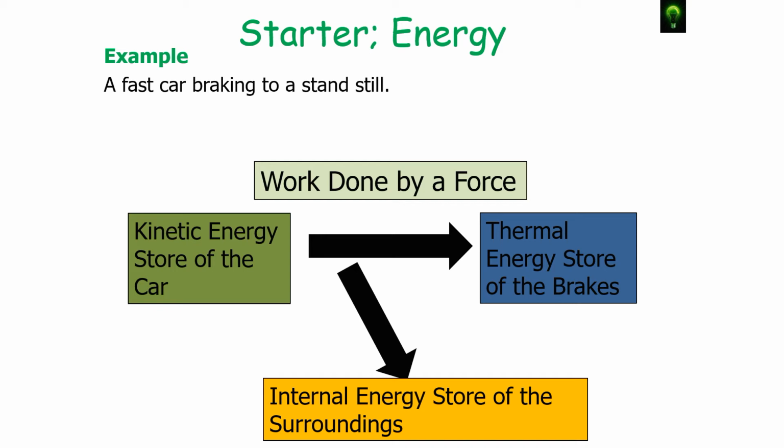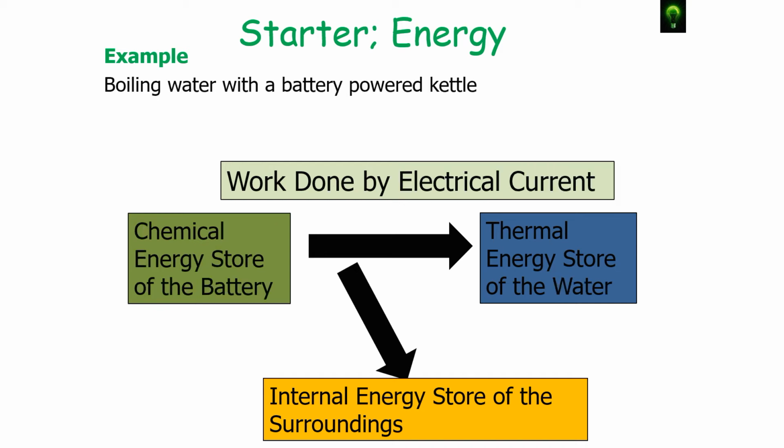But because it's an open system, some energy will be transferred to the internal energy store of the surroundings. Another example is boiling water with a battery powered kettle. So a battery has energy due to chemical energy stored in the battery. So that's our starting energy.